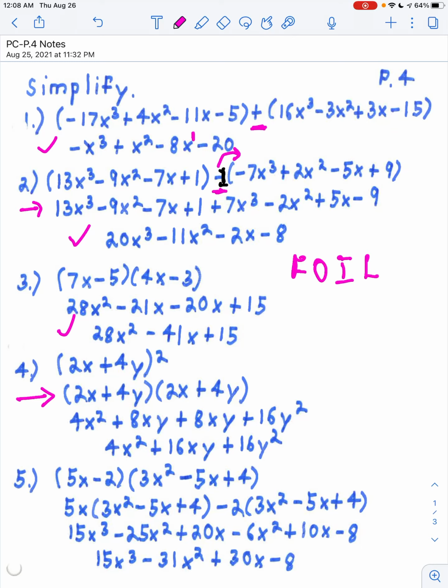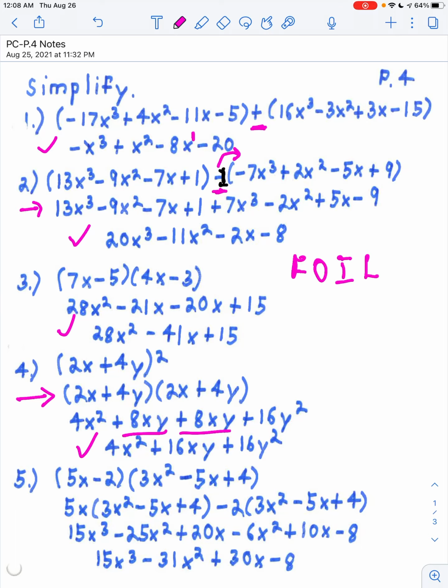8xy. Somebody earlier today said 8yx. Yes, but multiplication's commutative, and we usually put those variables in alphabetical order. That helps us to see those middle terms are actually like terms. And then the last product, of course, 4y times 4y is 16y squared, and when we combine like terms, we get 4x squared plus 16xy plus 16y squared.